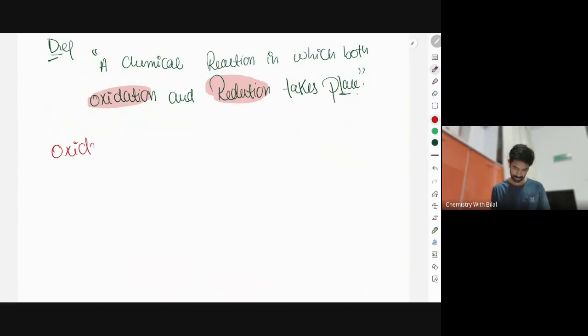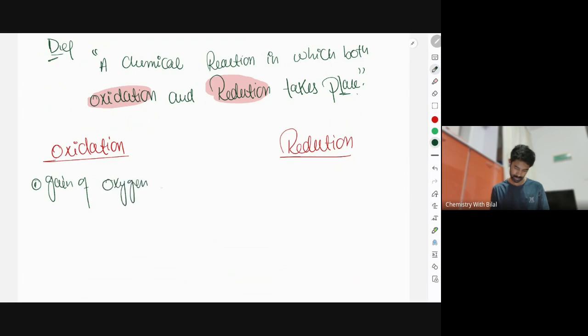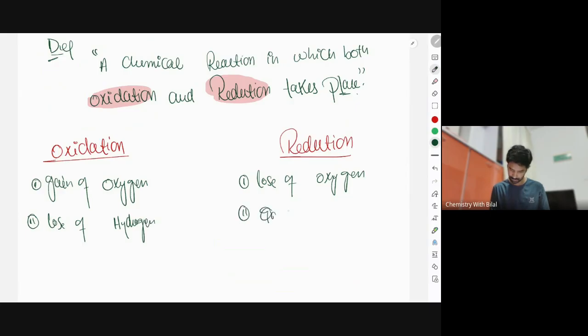Let's define oxidation first, and then reduction side by side. Oxidation is gain of oxygen. Reduction is loss of oxygen. Oxidation is loss of hydrogen. Reduction is gain of hydrogen.